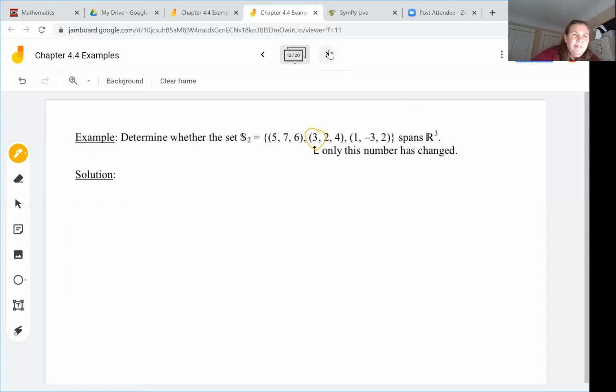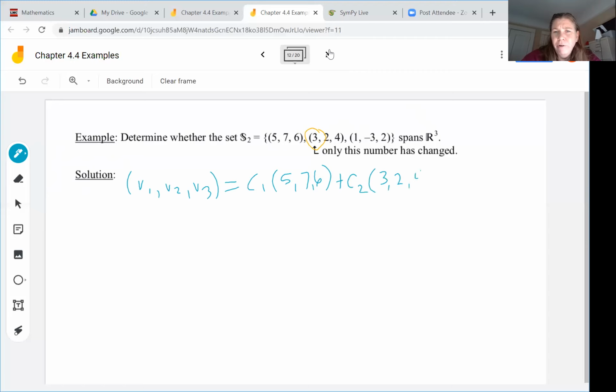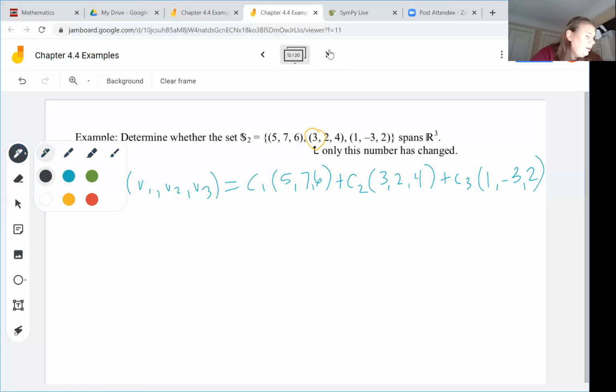All right, so we can still solve this equation of v1, v2, v3. We're going to say v1, v2, v3 equals c1 times the vector 5, 7, 6 plus c2 times the vector that is now 3, 2, 4 plus c3 times the vector that is now 1, negative 3, and 2. And so the equivalent equation, if we put it in matrix form, is going to look like this.